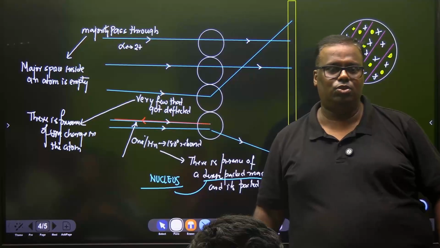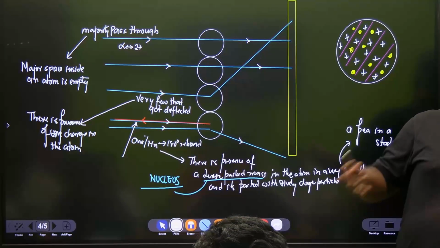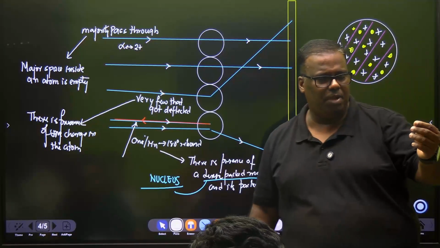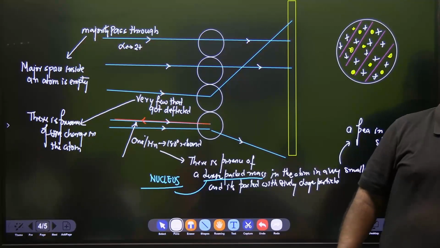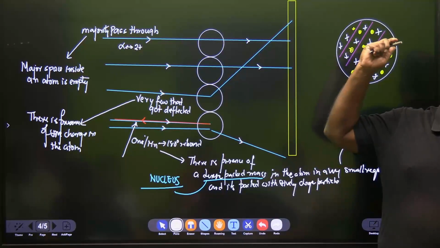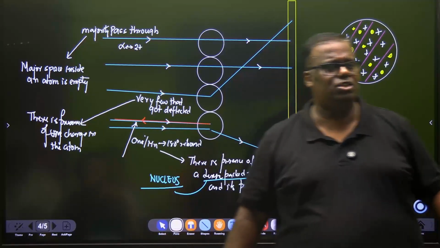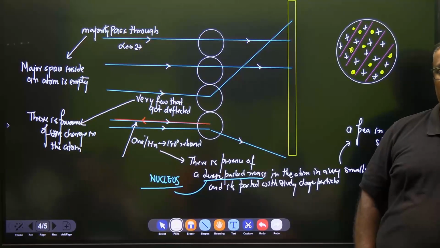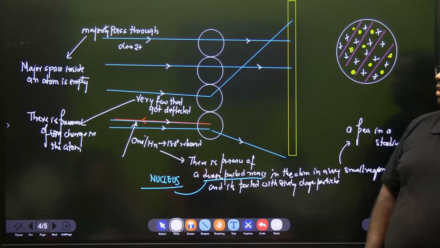Remember, three things that should come up. That major portion is vacant. All the mass is attributed to the center in the form of a dense, compact, positively charged region. What is the name of that region? Nucleus. Nucleus comprises of protons. Now he has to also accommodate the electrons. The electrons orbit around the nucleus just as planets orbit the sun in a solar system. And hence his model was known as the planetary model. So plum and pudding out. Now you are in planetary model.